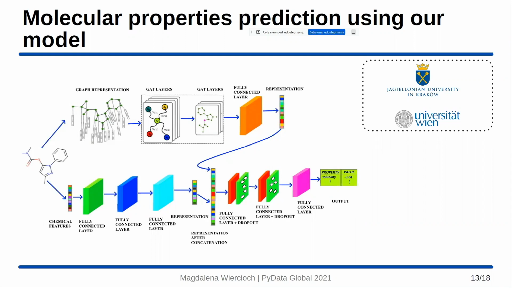As you can see here, the two final feature vectors are concatenated here and here, and we get this representation. And the final layer is actually a regression or classification layer, depending on the needs, and it is used to estimate the output as the property value.